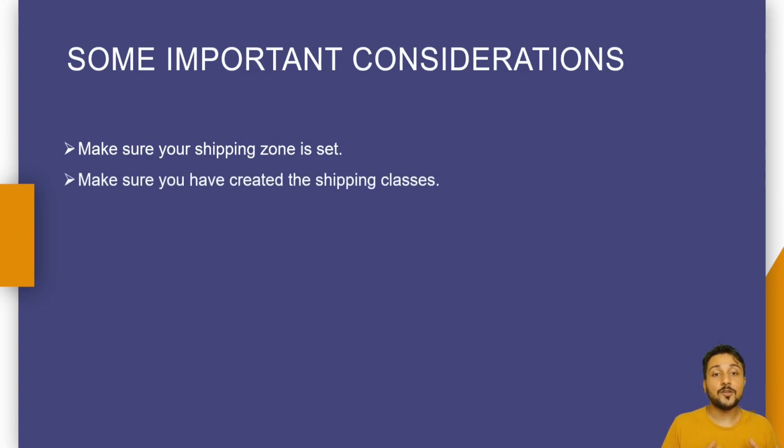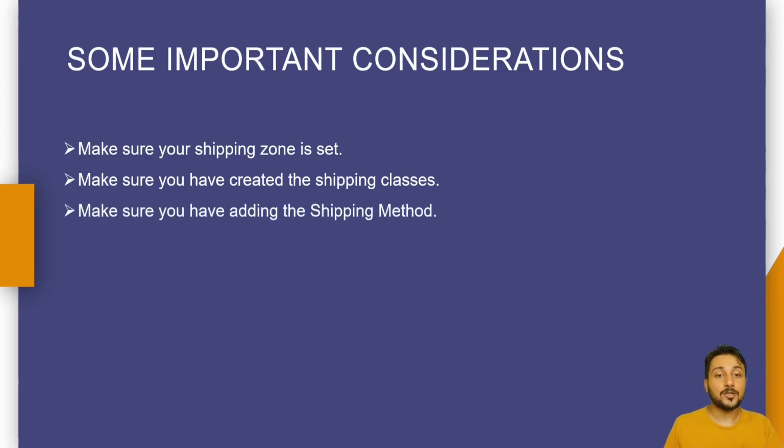Next, make sure you have created the shipping classes. Very important, because the shipping classes will be the determining factor where you will be dividing it, like, should it be under the 1 kg category, 2 kg category, 5 kg category, 10 kg category, like that. You can divide the products, right? So that is what you can do over here.